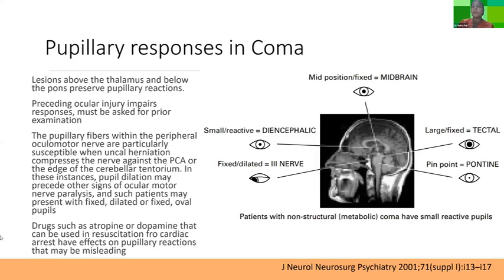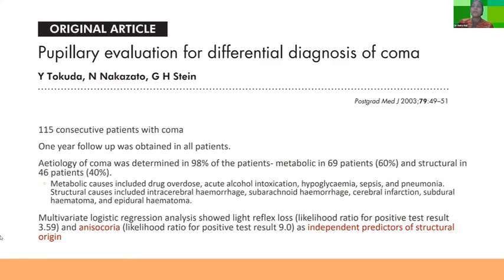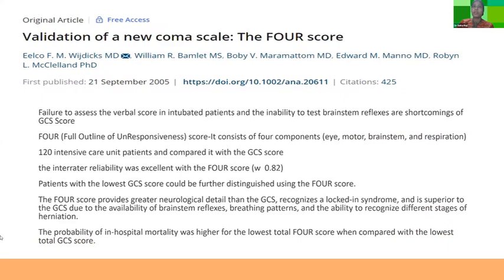The drugs such as atropine and dopamine that can be used in resuscitation for cardiac arrest patients do have dilatory effects on the pupil, and may be misleading and should always be thought of. Pupil is also used in the evaluation for differential diagnosis of coma. The pupillary abnormalities are an independent predictor of structural injuries.